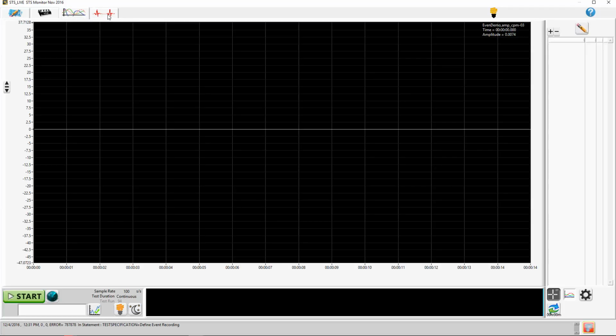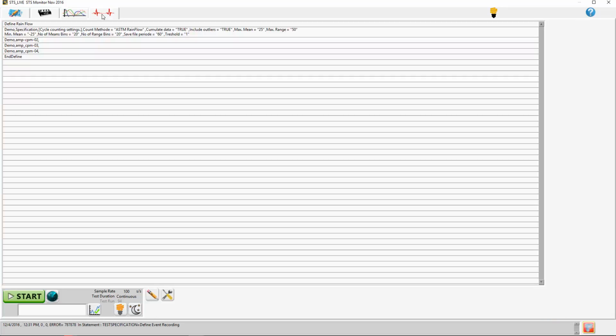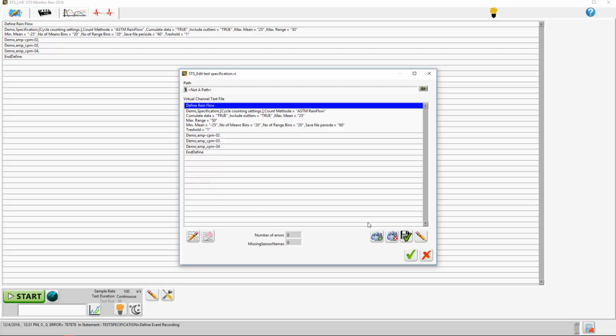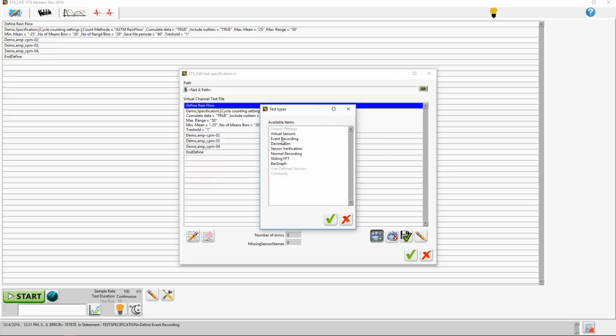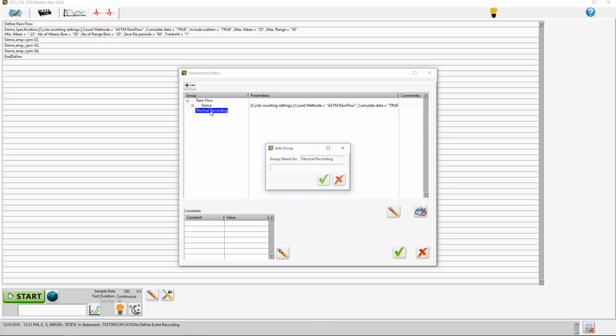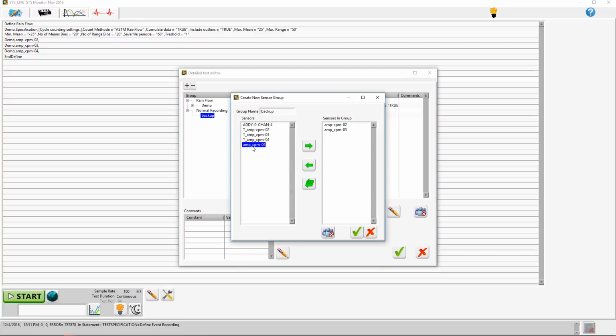Rainflow will not result in a displayable graph on this system. It will be saved to TDMS file, but we would like to know what we are doing. So let's go back. And for this, in this case, we will add normal recording. Go into the editor, give it a name. This is my backup. And we will add 3 sensors to it.